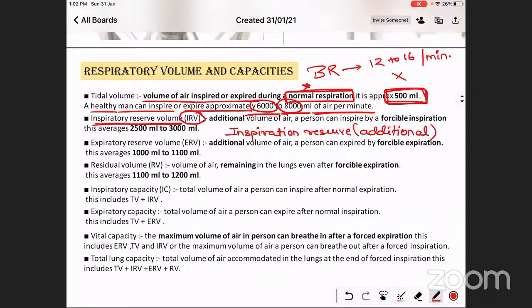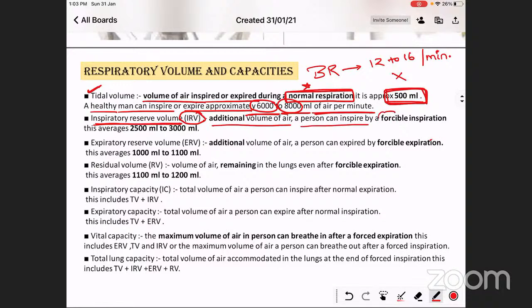So in normal respiration, you are taking the tidal volume. Now you have to talk with respect to this volume only. In normal respiration, we are taking the tidal volume. Now they are asking us about the inspiratory reserve volume, that is, how much additional volume we can take inside the body during inspiration. So what is the IRV? The additional volume of air a particular person can inspire.